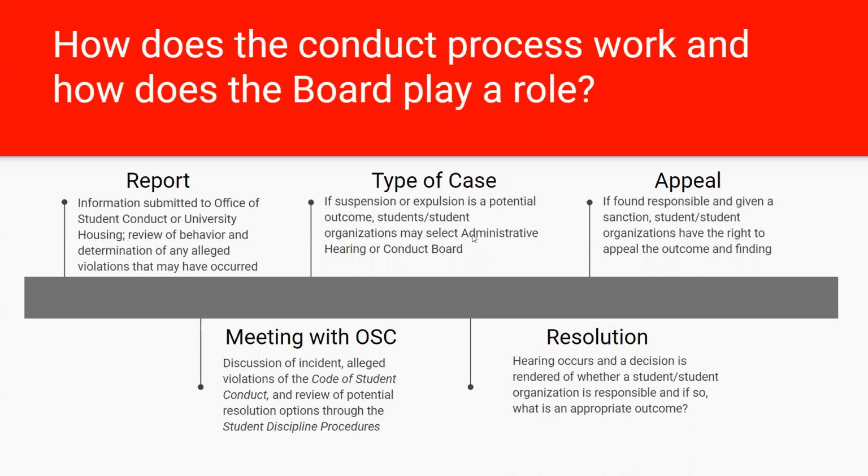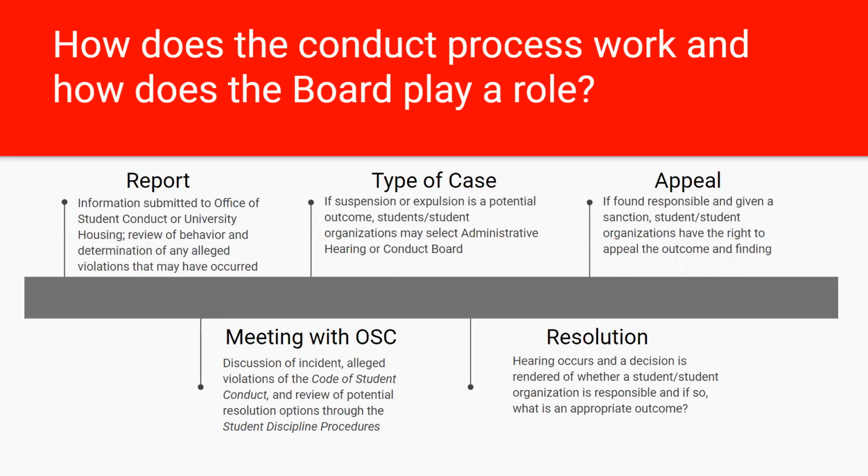Next, let's discuss how the conduct process works and the role the board plays. First, the Office of Student Conduct or University Housing receives a report about a student or a student organization, reviews the behavior, and determines if any alleged violations of the Code of Student Conduct may have occurred. Next, the person alleged to have violated the code meets with a staff member in the Office of Student Conduct to discuss the incident and resolution processes outlined in the student discipline procedures.